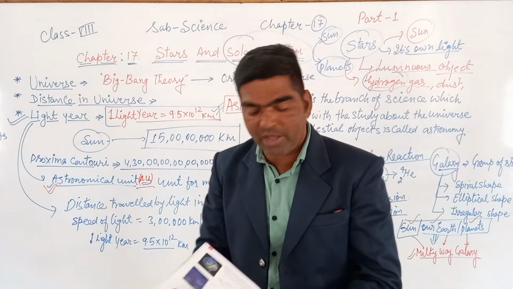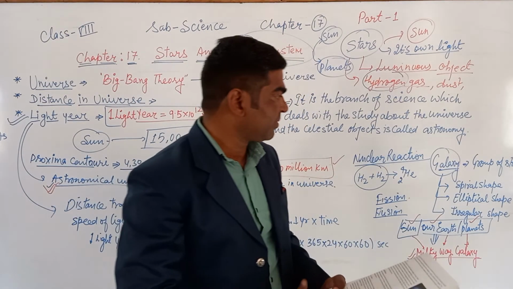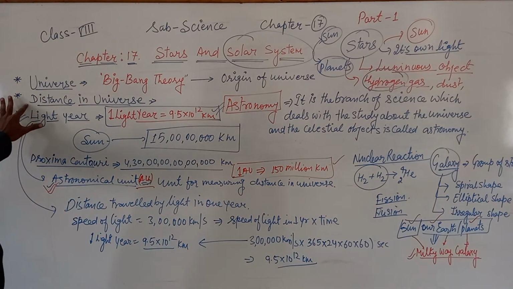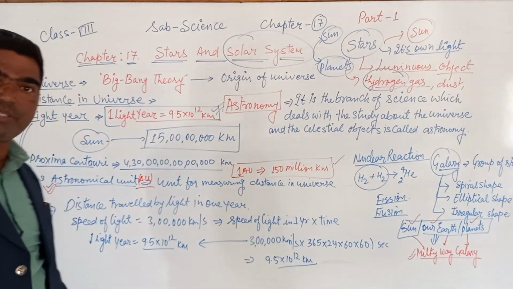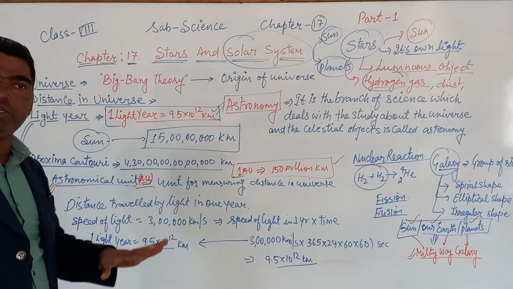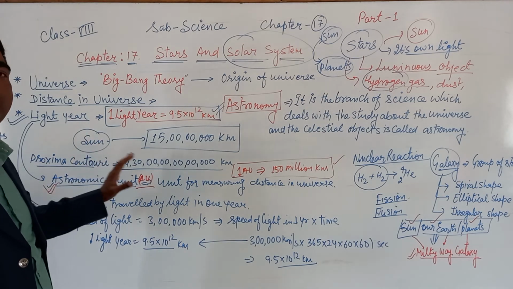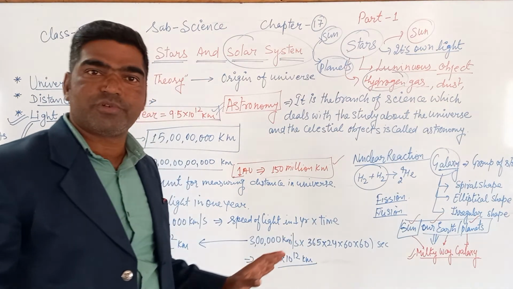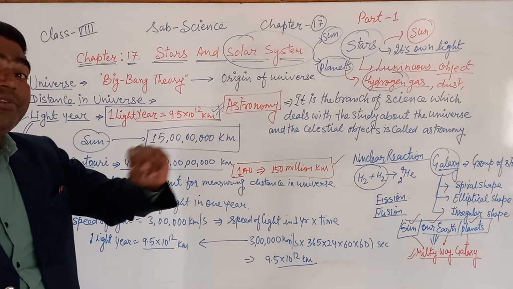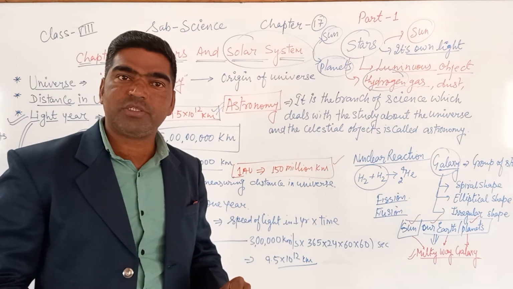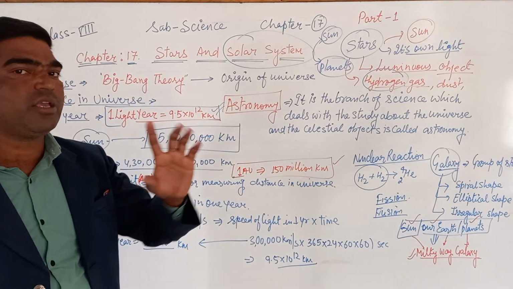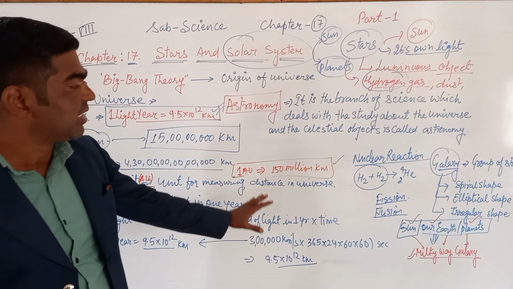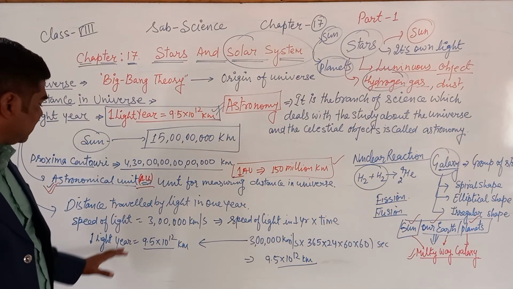Okay, so now for today I think it's enough. In today's class we discussed the universe, then the distance in the universe, how we can measure distance in the universe. For that we use two units. One is called light year. Light year means the distance traveled by light in 1 year, and 1 light year is equal to what? 9.5 into 10 to the power 12 kilometer. And another unit is called what? Astronomical unit, generally represented by AU. So one astronomical unit is equal to what? 150 million kilometer.